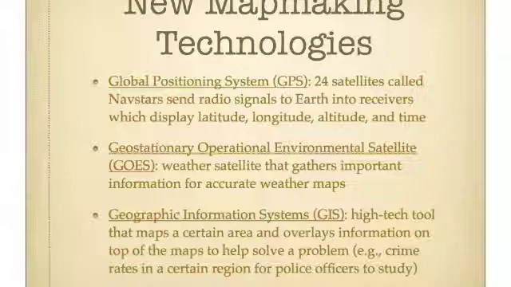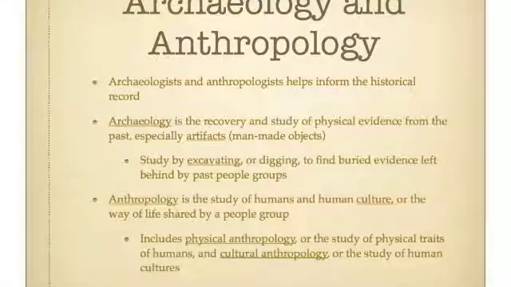And lastly, Geographic Information Systems. It's a very powerful technology, a very high-tech tool. What it does is it maps a certain area, and then it overlays information on top of the maps, and it's usually for the purpose of solving some sort of problem. So police officers, for example, they'll use GIS systems to map crime rates in a certain region, and that's just an example of how GIS systems are used.